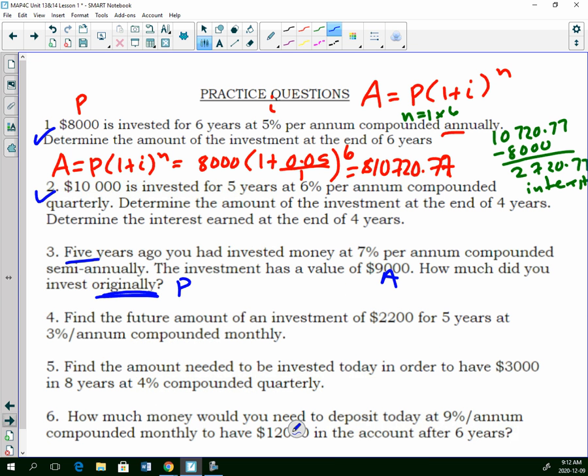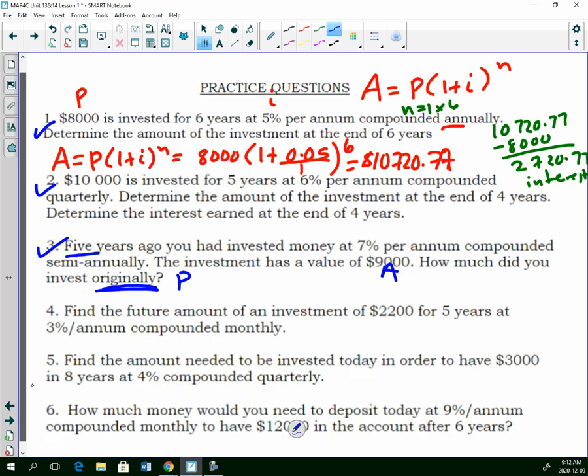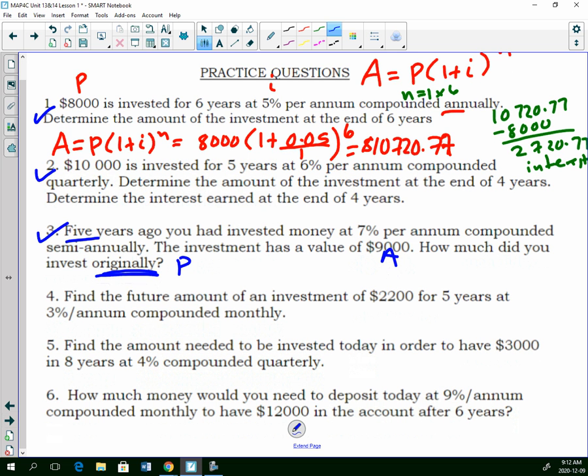Just going to look at this for a second. So we did that one. Find the future amount. So this one, you're looking for A. This one, you're looking for P. And this one, how much money we need to deposit today. So for 4, you have to find A, and for 5 and 6, you have to find P.